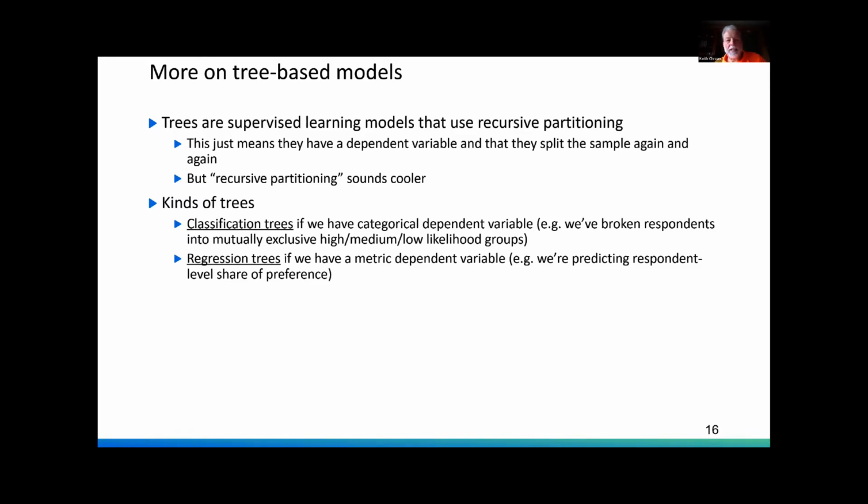There's a couple different kinds of trees. If we've got a dependent variable that's categorical in nature, maybe if we've broken our respondents into mutually exclusive high, medium, and low likelihood groups, say, we could do a classification tree. But what I'm showing you today are regression trees. We've allowed our dependent variable to be share preference, which is a continuous variable.